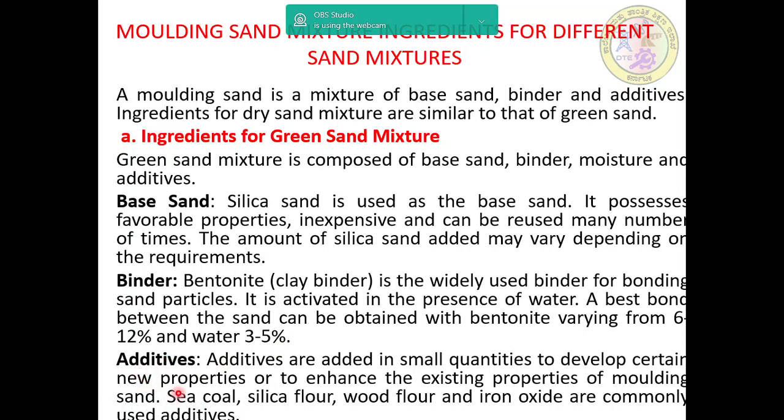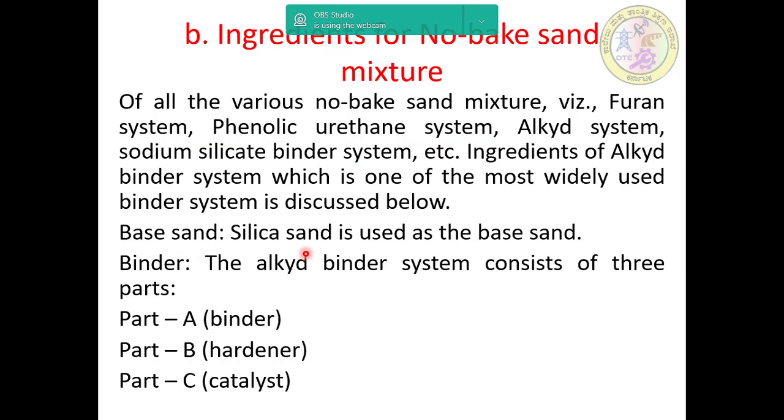And then finally additives. Additives are added in small quantities to develop certain new properties or to enhance the existing properties of the molding sand. For example, sea coal is one type of additive; silica flour, wood flour and iron oxide are the commonly used additives. These are the main ingredients of green sand. And then ingredients of no bake sand.